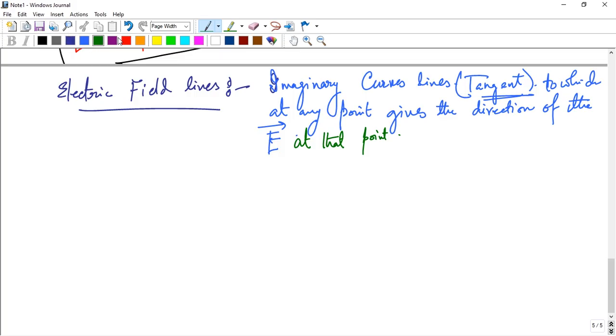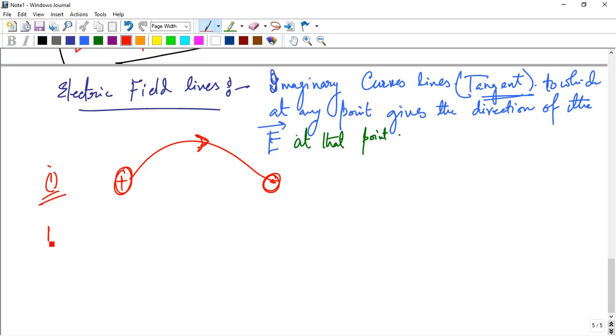Property number 1: electric field lines start from positive and end towards negative. Positive to negative, that is the directional property. They start from a positive charge and end at a negative charge.